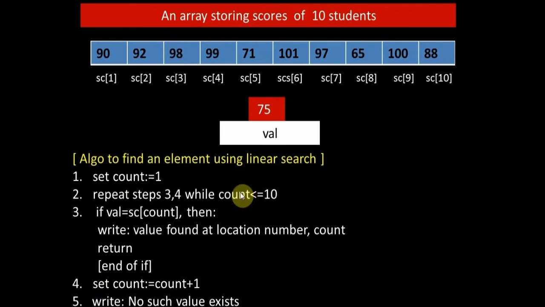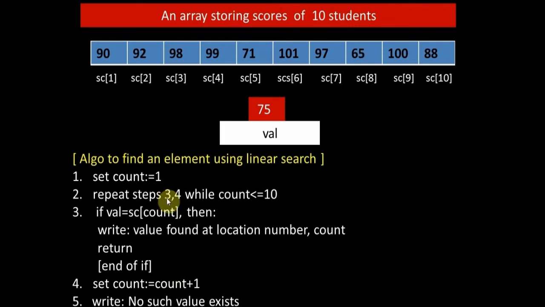Condition is still true because the value of count is 10. So we have written count is less than or equal to 10. Condition is true. If val is equal to SC10, what is the value of SC10? 88. Again, the comparison was not successful, right? So again it will come to step number 4. Set count := count + 1. Now the value of count will reach 11, right?